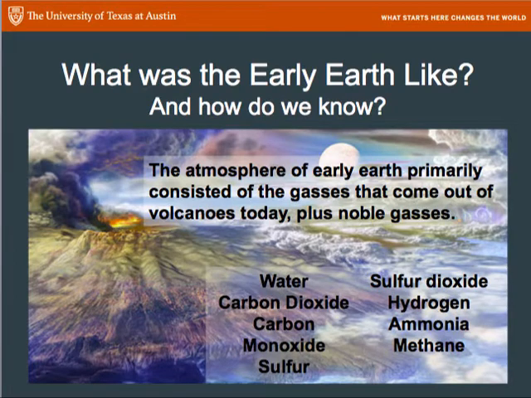To get a sense of what the early atmosphere must have been like, we can go back to the most basic principle of geology, uniformitarianism, and say that Earth's early atmosphere must have been composed primarily of gases that come out of volcanoes, just like the volcanic gases we see today. That would include water, carbon dioxide, carbon monoxide, sulfur, sulfur dioxide, hydrogen, ammonia, and methane.